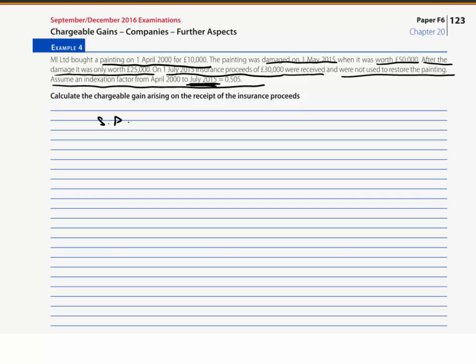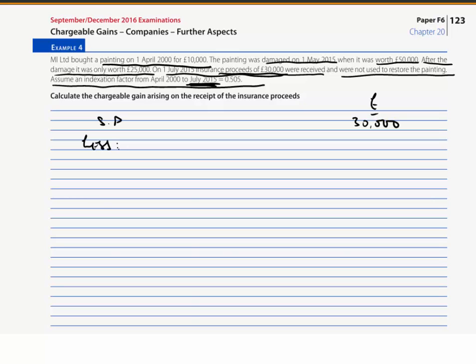The insurance proceeds amounted to £30,000. So there we go, we've got our proceeds, £30,000. We've now got to calculate, based on this, what would the allowable cost have been? Remember here, the proceeds of £30,000 were received and were not used to restore the painting. Therefore, we've received cash that we haven't put back in terms of repairing that asset, and therefore a disposal has occurred and a gain must be computed.